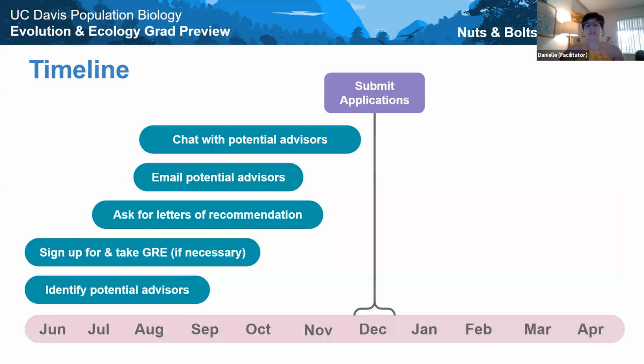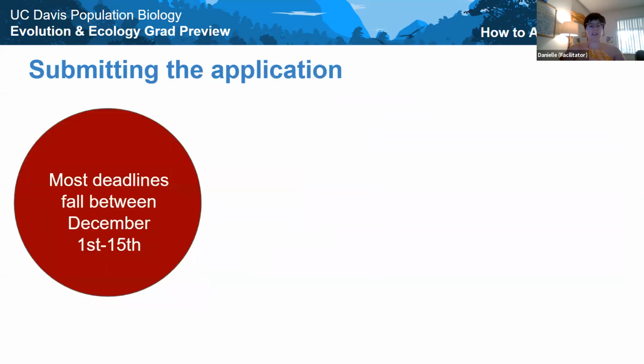So now we have gone over all the main parts of the application itself, and we finally arrive at December, which is the time that most applications must be submitted. It usually is between December 1st through December 15th for that deadline. There may be some exceptions, but most programs have applications due around this time.